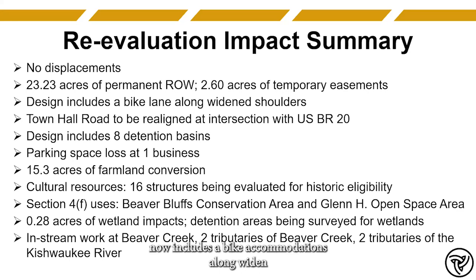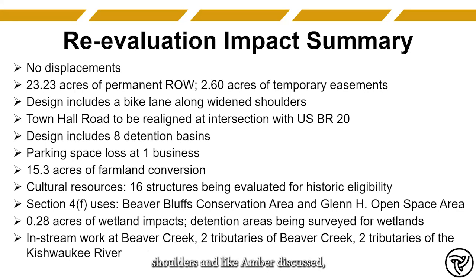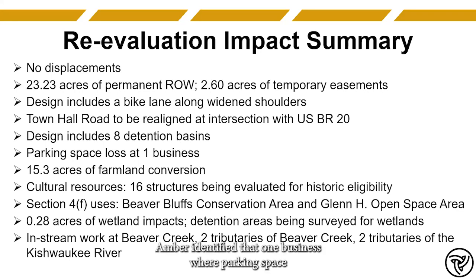The design now includes bike accommodations along widened shoulders. And like Amber discussed, Town Hall Road will be realigned at the intersection with US Business Route 20. The design also now includes 8 detention basins that were not in the original EA. Amber identified that one business where parking space would have to be reconfigured. Also, we identified about 15.3 acres of farmland conversion. And most of this has to do with some of those detention areas that are in farmland areas.